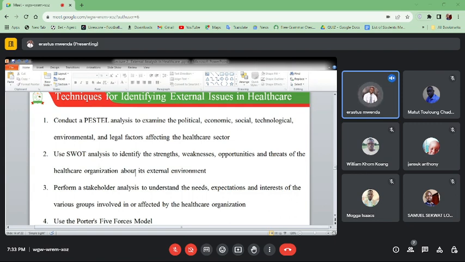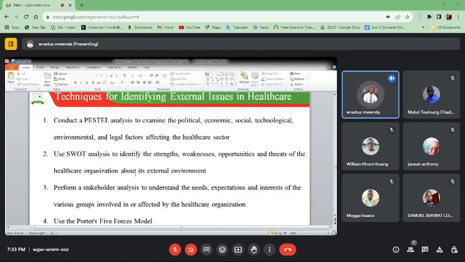And once we do that, we could also perform what we call stakeholder analysis, where we analyze our stakeholders. Stakeholders, I said, are people that are interested in matters of healthcare or healthcare organizations. For example, within a community, we would seek to understand their needs. We would also seek to understand their expectations. We would also seek to understand the interests of various groups that are involved, and so on and so forth.